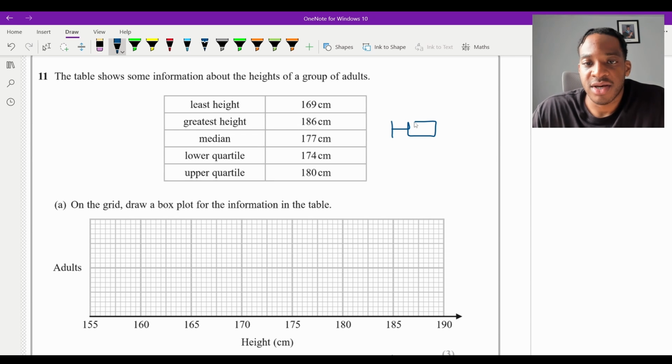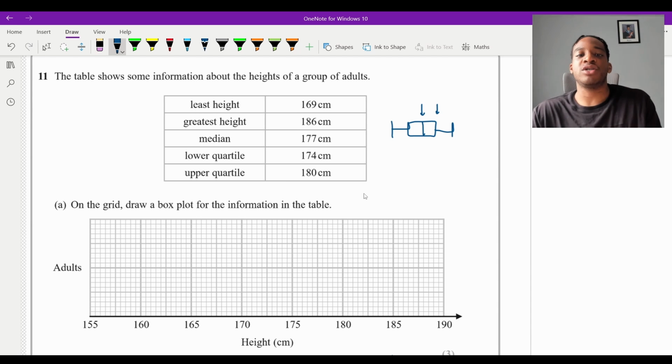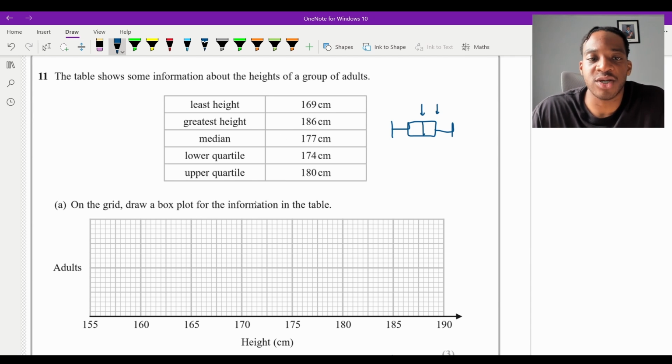This here, like this, pretty much. Where this is your lowest value, this is your lower quartile, your median goes here, upper quartile goes there, and then this is your greatest value. So we just need to plot the information given to us.